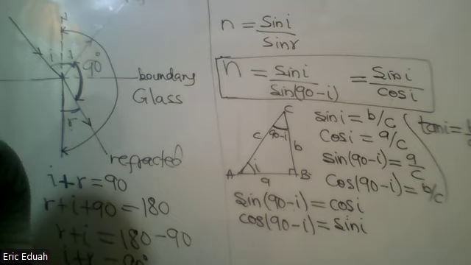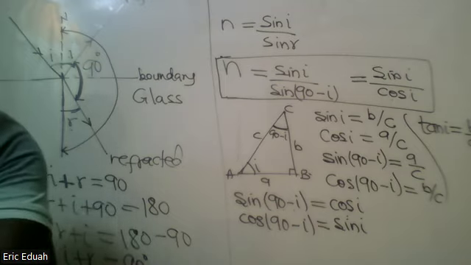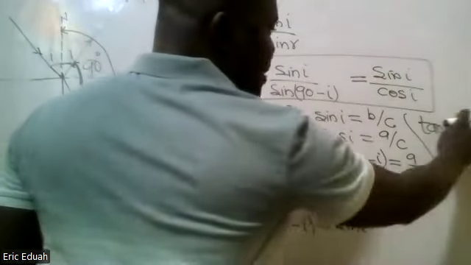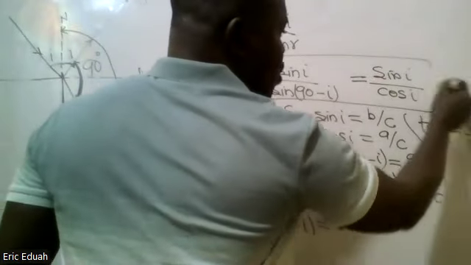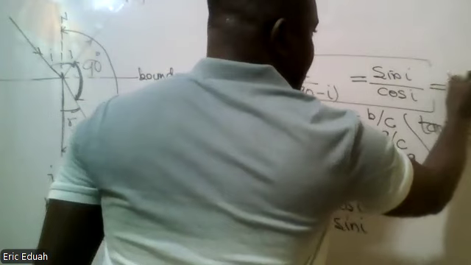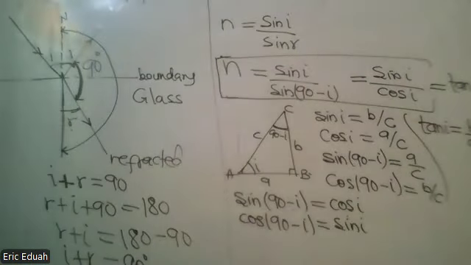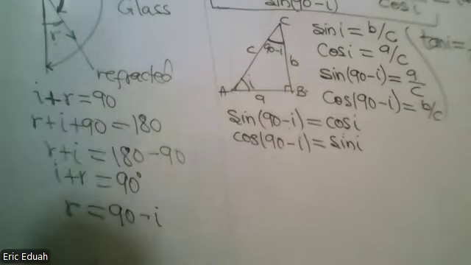So the ratio sine I over cos I is equal to B over A, which is equal to tan I. This is what most of you missed in solving this question.